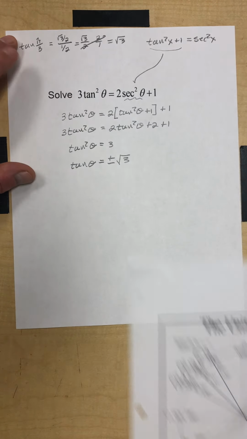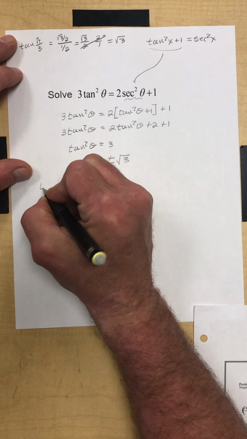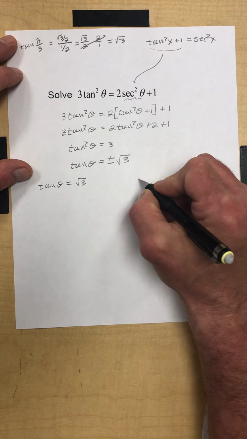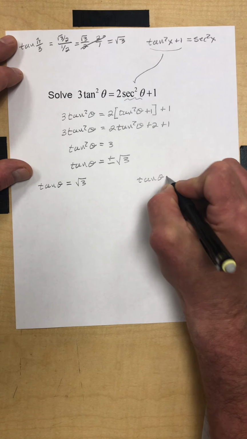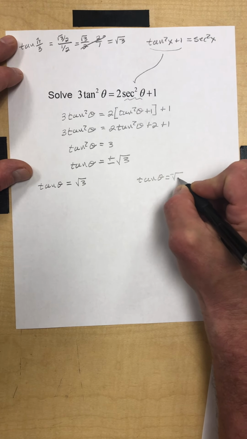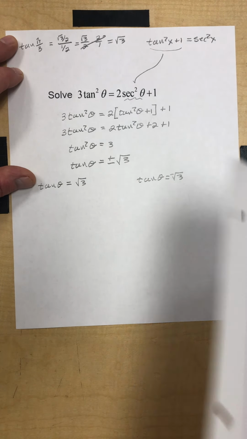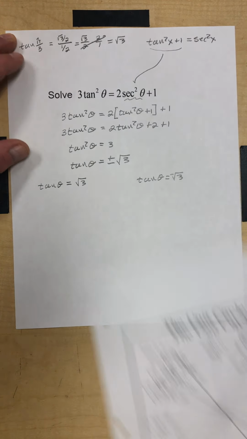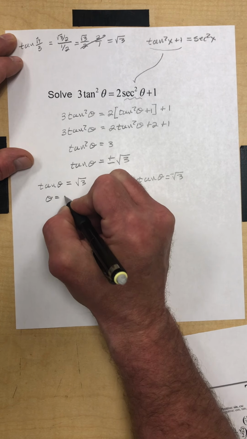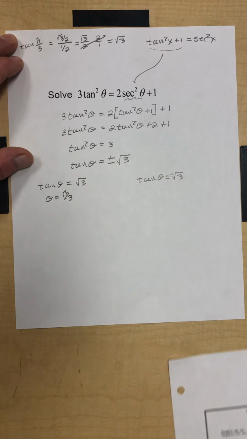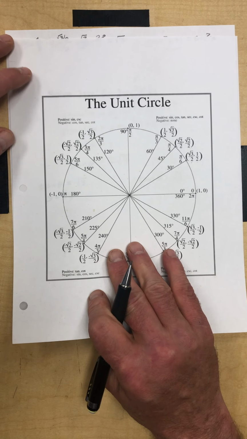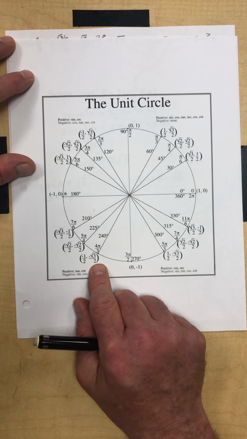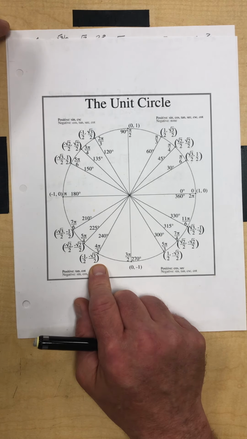Okay, so let's see. Tangent of theta is equal to positive radical 3, and then I have to consider tangent of theta equals negative radical 3. So let's just deal with positive radical 3. We know that happens at pi over 3, so theta here has to be pi over 3. Will it happen anywhere else? Well, wouldn't it happen down here at 4 pi over 3 as well? Because you'd get a negative divided by a negative, which is a positive. So that's going to happen at 4 pi over 3 as well.